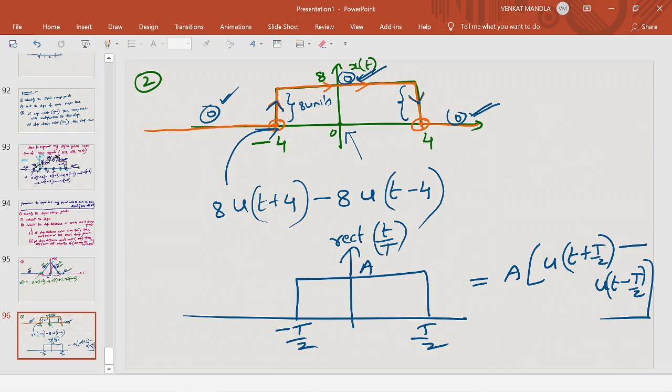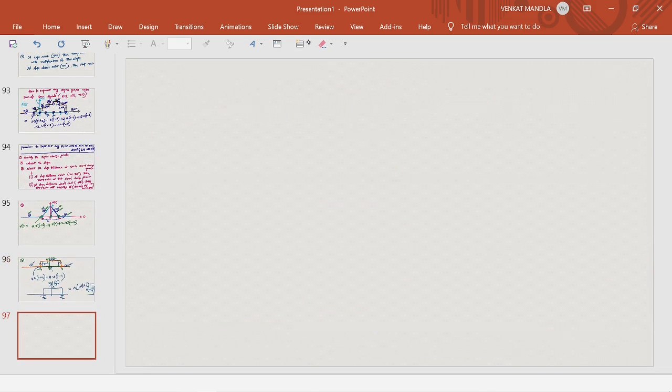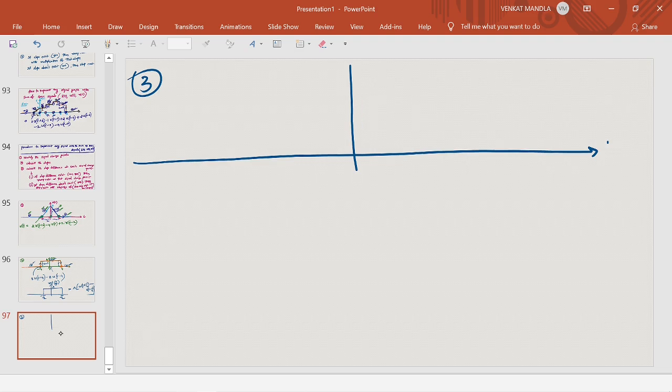Next one is the third problem. These are straight lines.